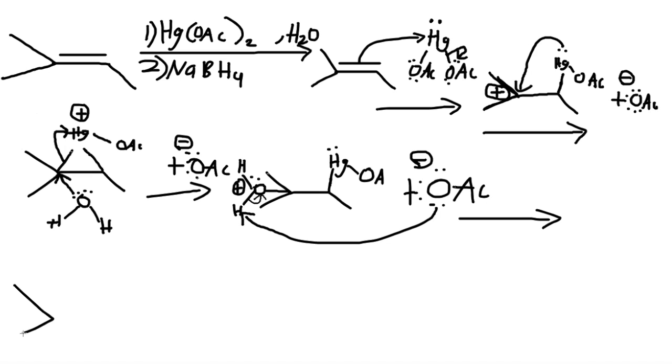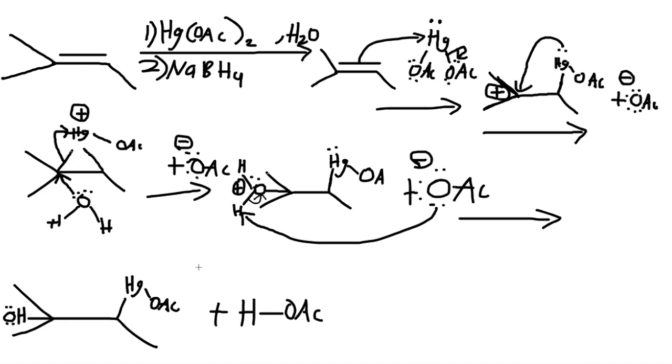Forming mercury, still here with that acetate. And now we have something called the OH. The OH comes in that has 2 lone pairs. We still have the other acetate which is connected to a hydrogen. So acetate connected to the hydrogen.